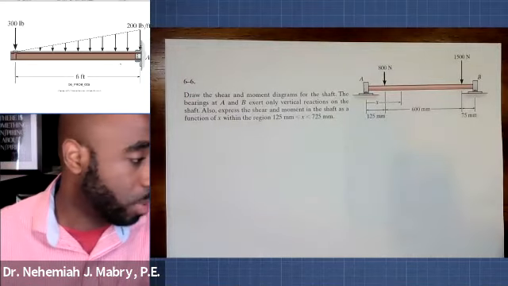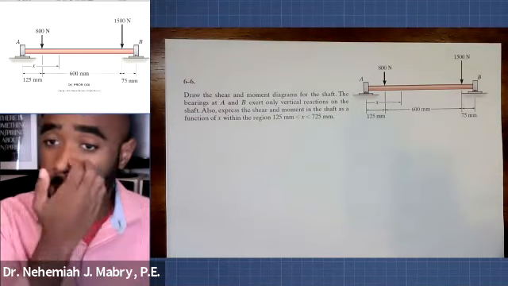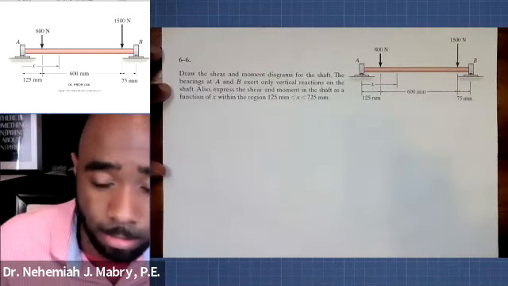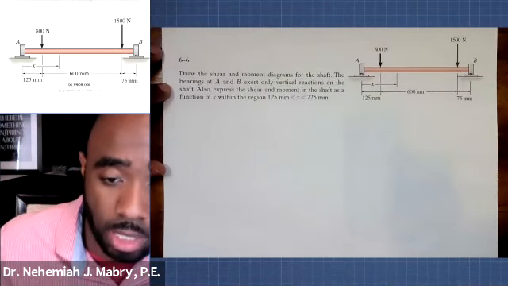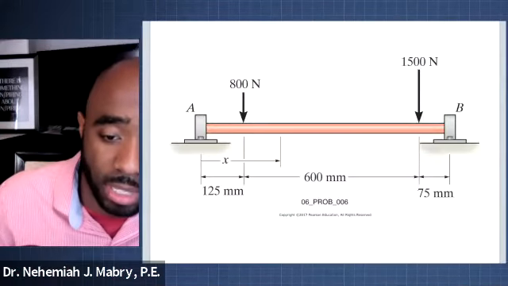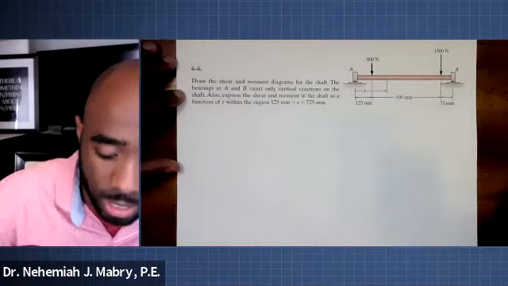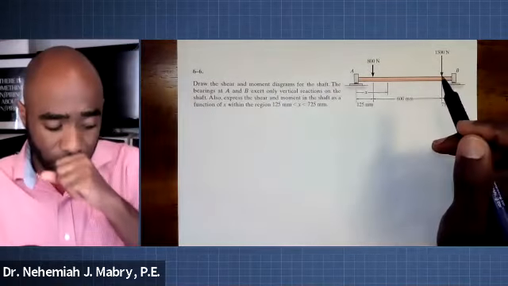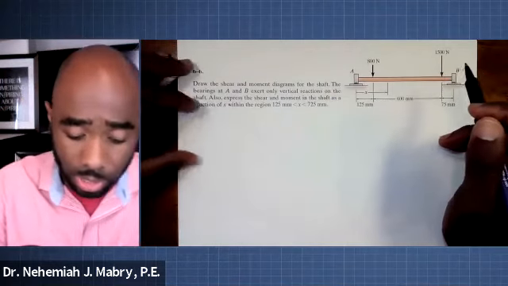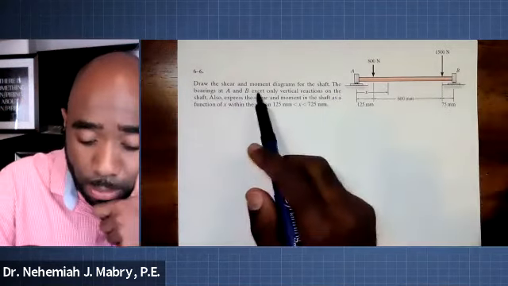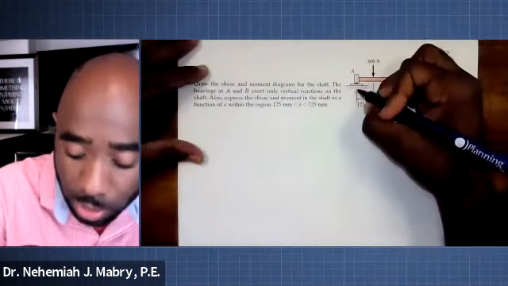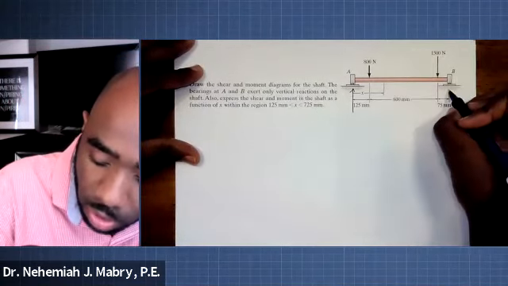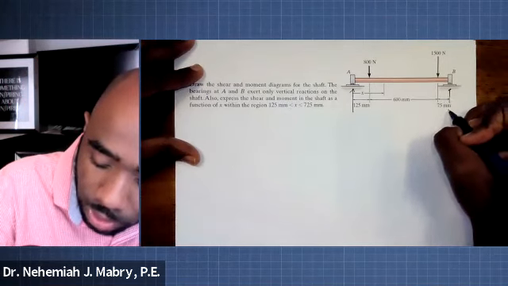And in this particular one, I can change the image up there in the corner, 6-6. It says to us, actually, I don't need that because it's on the paper. 6-6 says to us to draw the shear moment diagrams for the shaft. So we're going to draw shear moment diagrams just like we did in the last one. The bearings at A and B exert only vertical forces. So they're being very clear to let us know that these things here are only having vertical reactions.